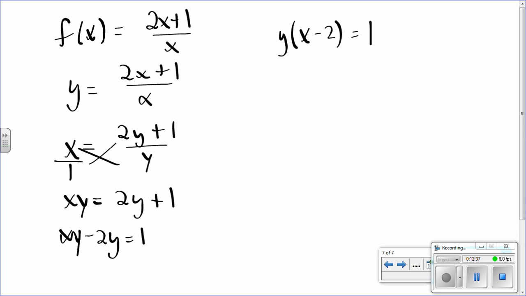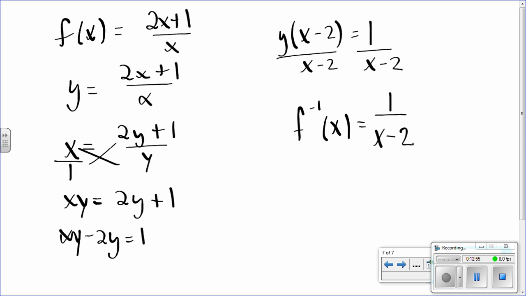And then what do I have to do to get y by itself? Oh, let's see. Good. You're a genius. I don't know about that. So the inverse of f of x is 1 over x minus 2.